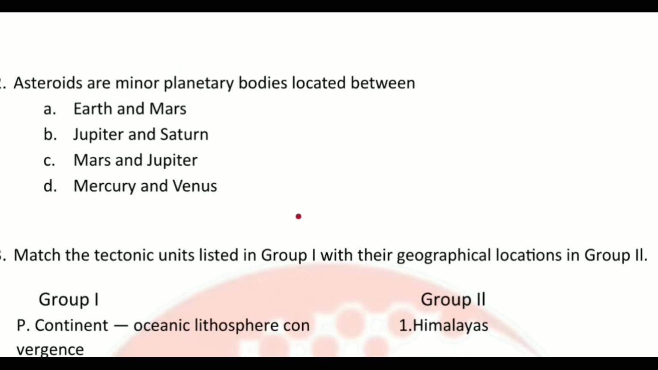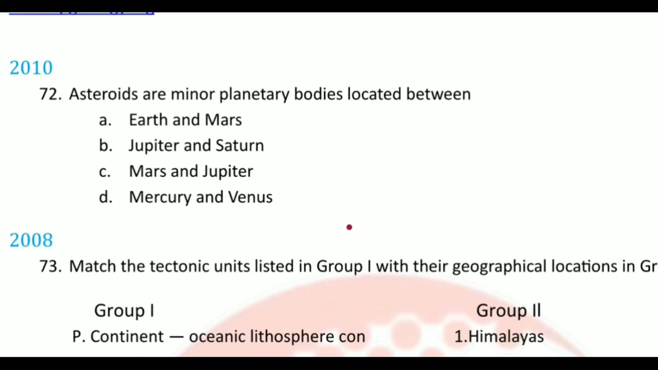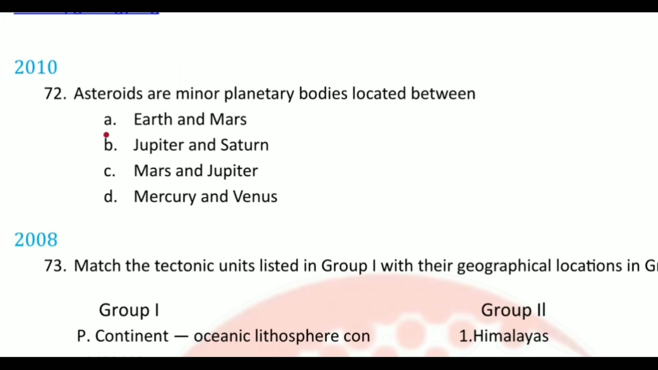Then, asteroids and minor planetary bodies are located between which? Asteroids are located between Mars and Jupiter.